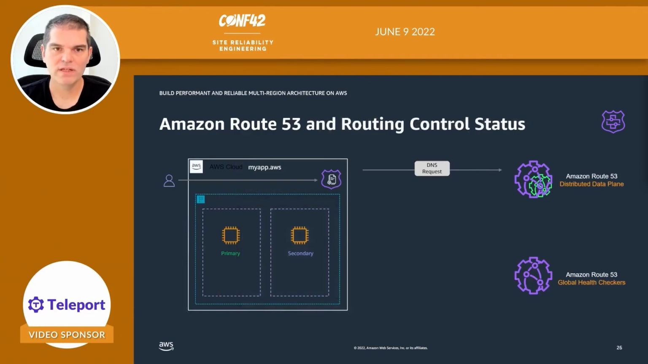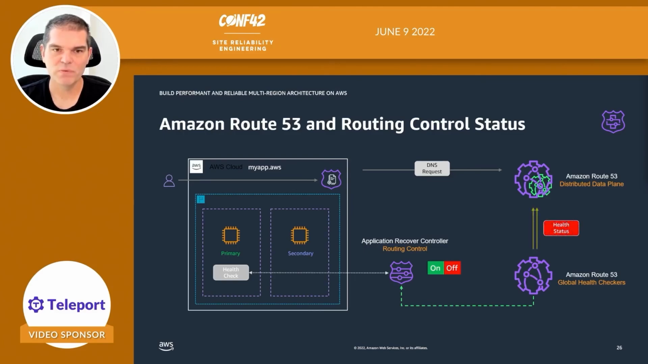Now let's look in detail at how the Application Recovery Controller interfaces with Route 53. A DNS request for our application myapp.aws would reach Route 53's distributed data plane. At the same time, Route 53's global health checkers integrate with the Application Recovery Controller's routing control. The Application Recovery Controller provides a virtual health check that is mapped to a manual on-off switch which can be controlled via a highly available API.